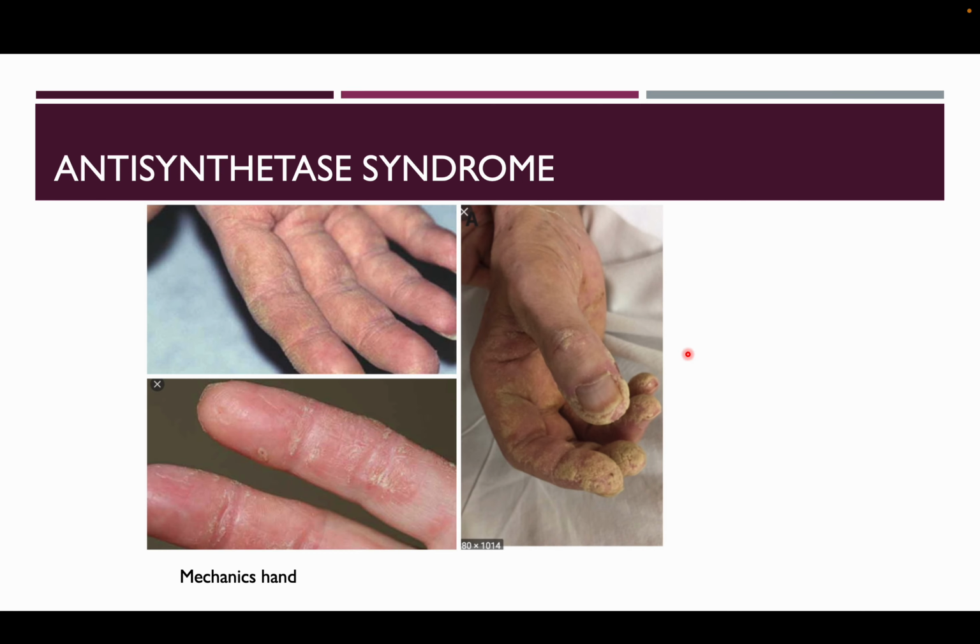So antisynthetase syndrome is seen in the case of MCTD and scleroderma, and in myositis also you see it. This is the mechanic's hand, where on the lateral wall there is dryness and scaling seen on the lateral borders of the fingers. This is called mechanic's hand.